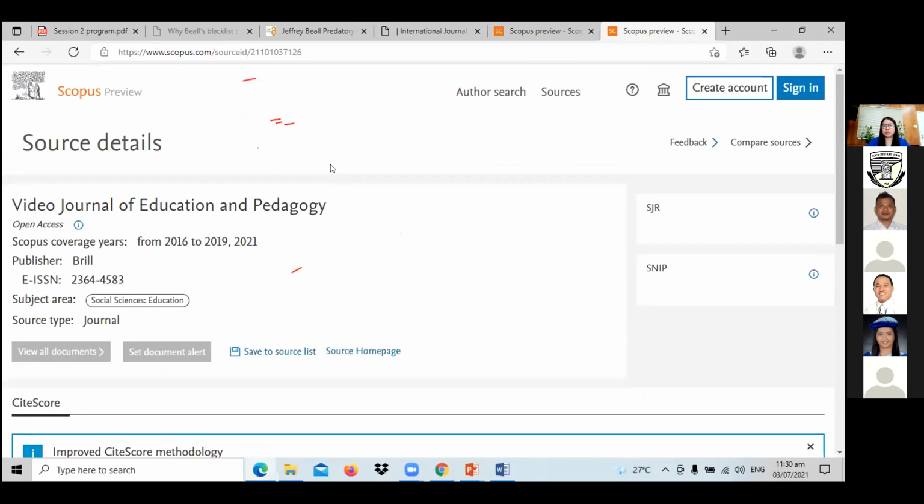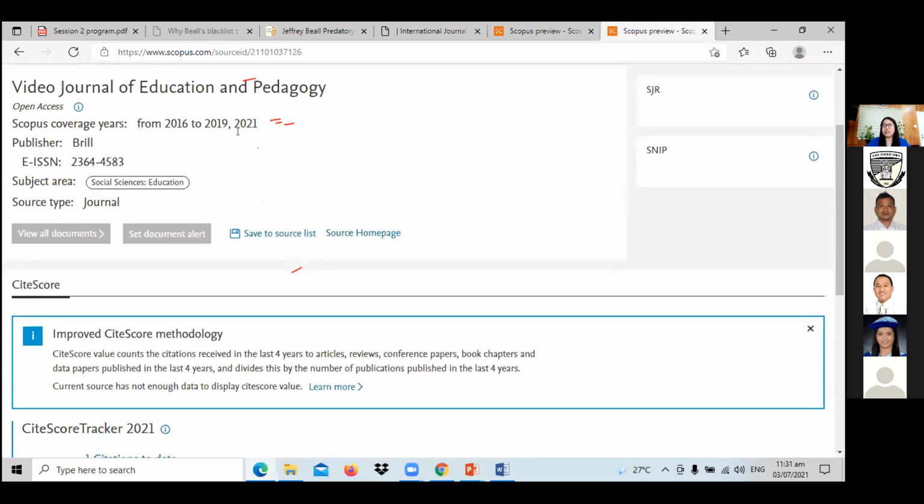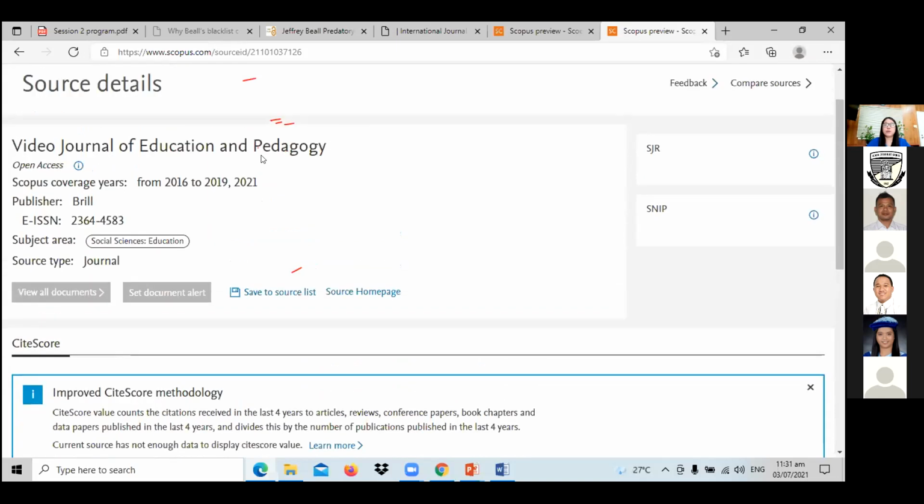I was not able to review how the journal can be indexed in Scopus. Maybe they also have this application process, so maybe by that time, 2020, Video Journal of Education and Pedagogy did not apply to be placed in Scopus. Or it can also be because of the quality, maybe. I do not know, because as mentioned, I did not review it. So I do not have a concrete or exact reason why there is no 2020.